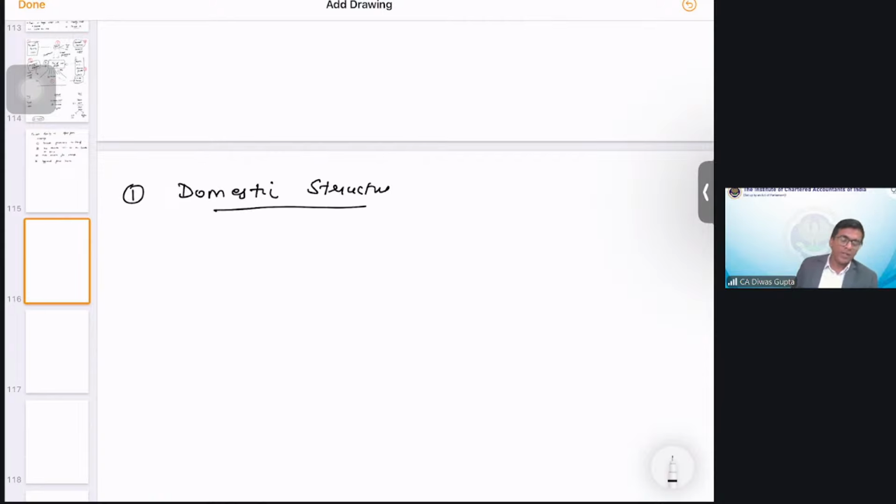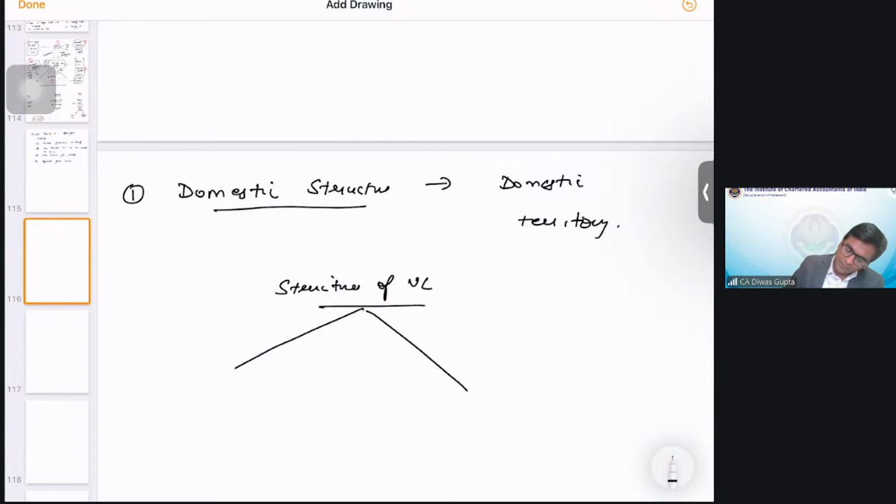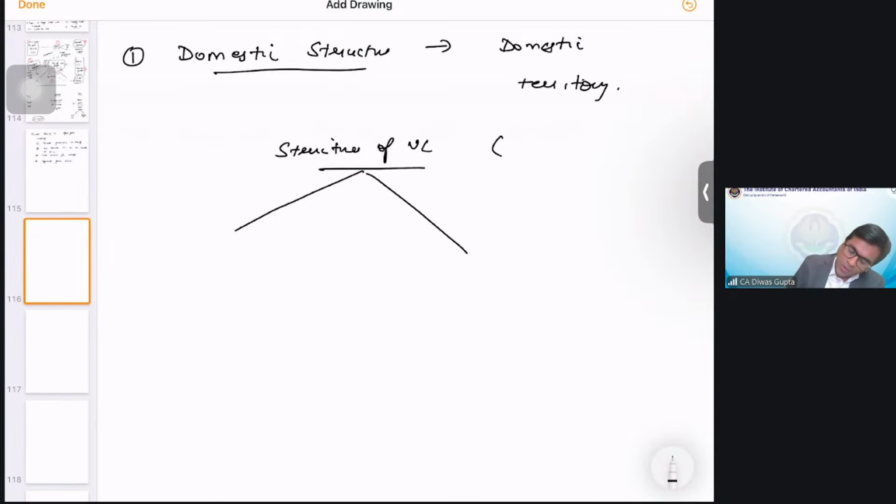So the domestic structure is where everything is within the domestic territory. Let's say the private equity firm, the SPV, the startups, the manager advisors, all of them are there. That is called the domestic structure. Apart from this, there are two more structures. These are called offshore structure. Offshore means that some part of it is based outside of India.